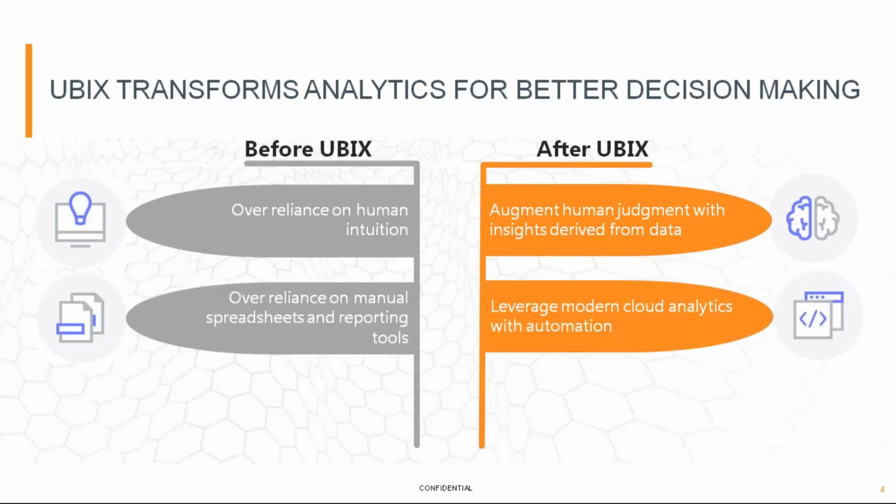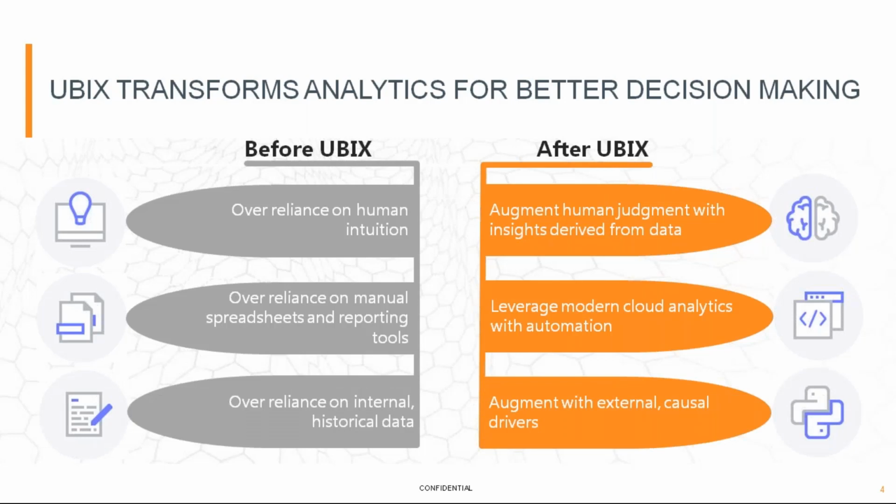UBIX helps you shift from an over-reliance on manual spreadsheets and traditional reporting tools to leverage modern cloud analytics and automation that includes proven algorithms that operate on more granular data, for example, down to the item level, as well as external data to create new insights, new inferences, and predictions that were simply not possible before. With UBIX, you shift from an over-reliance solely on historical internal data in making decisions to augmenting that historical data with external causal drivers to create new insights and drive business impact.